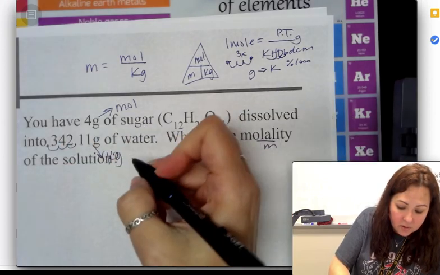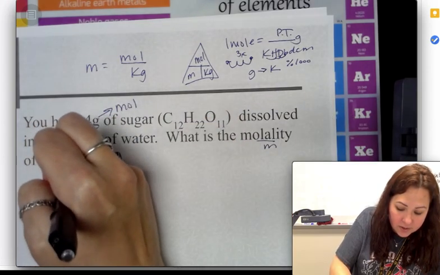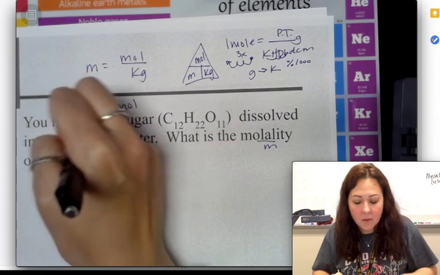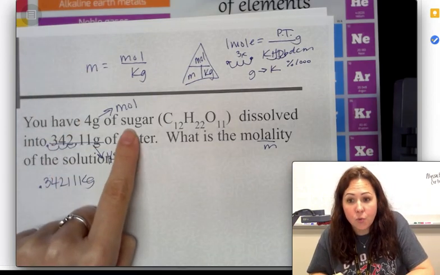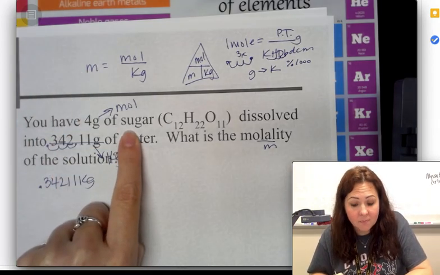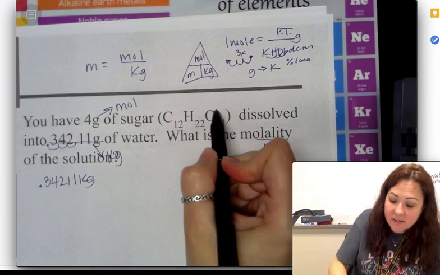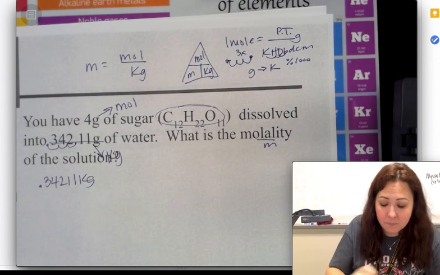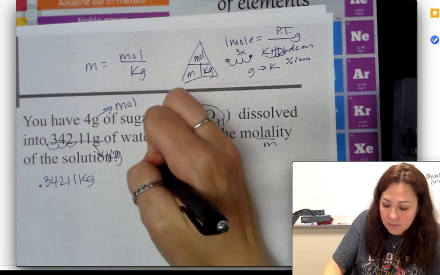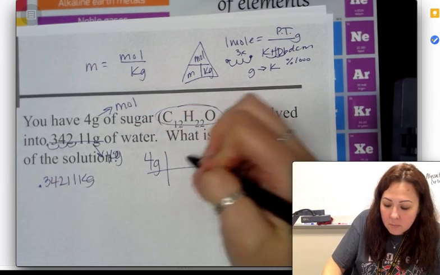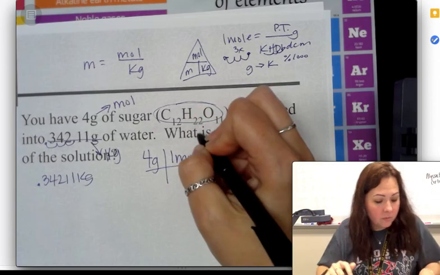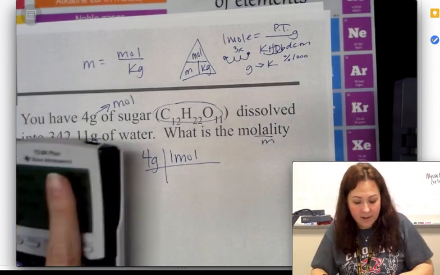So you get 0.34211 kilograms. This is going to need to go to moles, so grams to moles. That means that I need to find the molar mass of this for my conversion factor. So you start with your 4 grams. 1 mole of that sugar molecule, we need to find the molar mass.